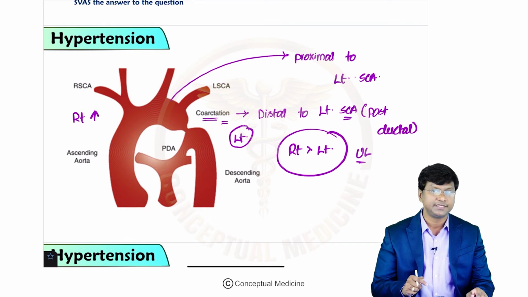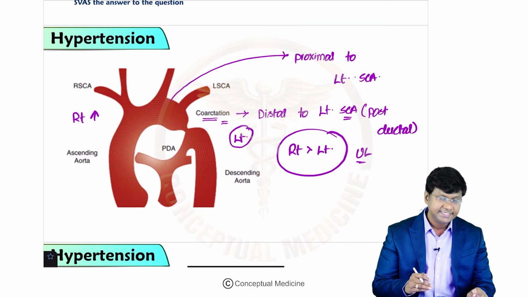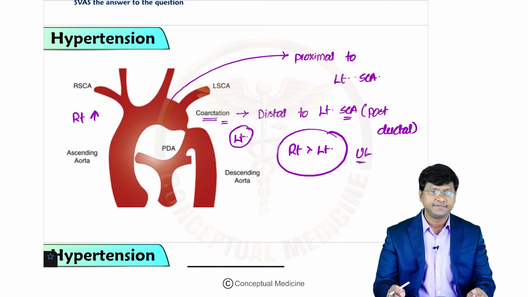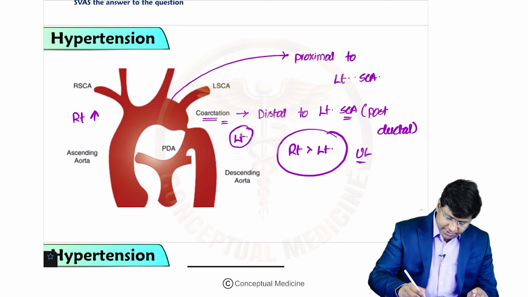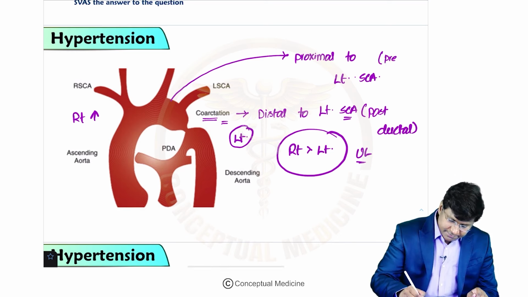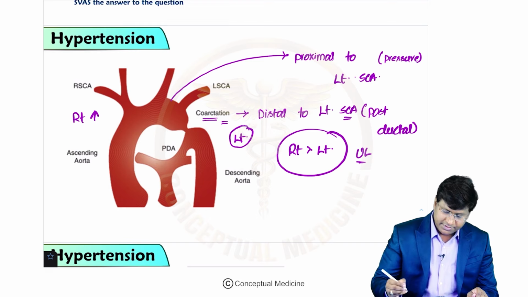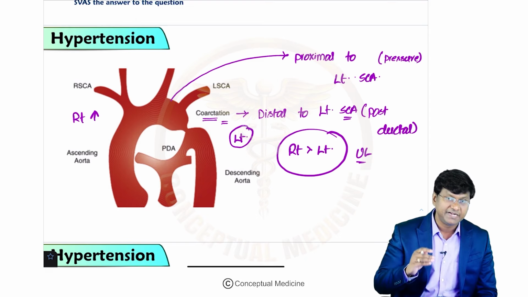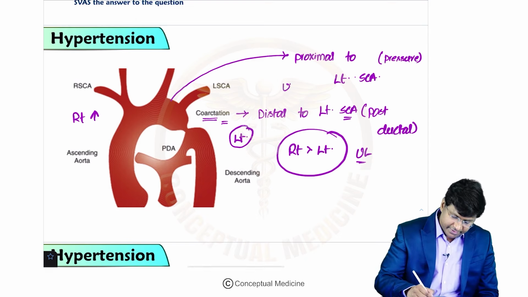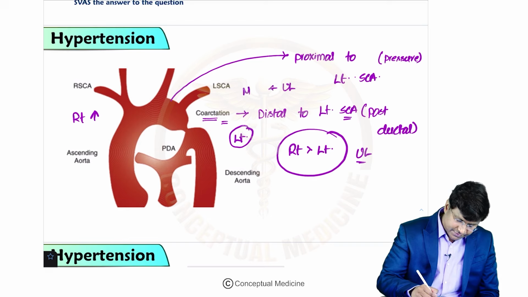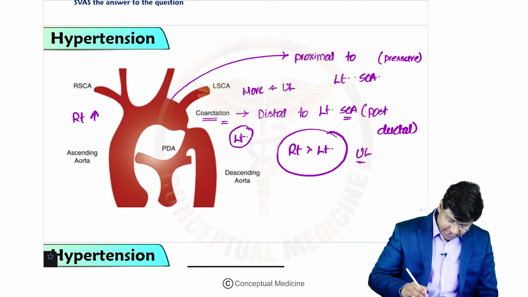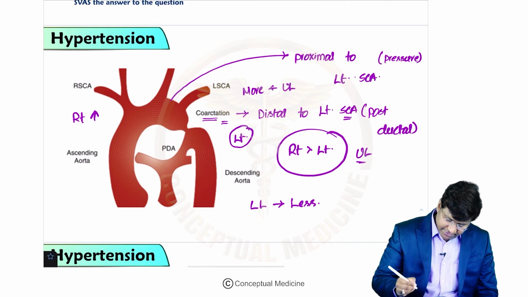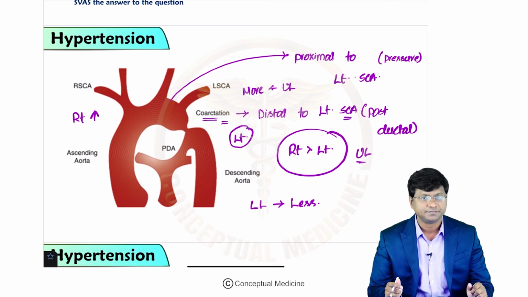Post-ductal coarctation of aorta is the condition where the coarctation is present distal to the left subclavian artery. When the coarctation is distal to the left subclavian artery, the pressure, or the blood flow, to the upper limb will be more, whereas the blood flow to the lower limb will be less.